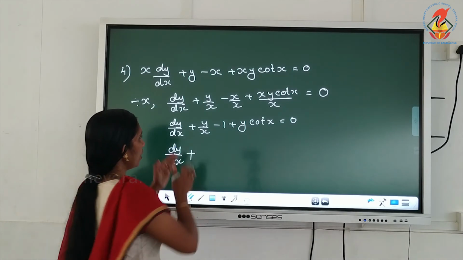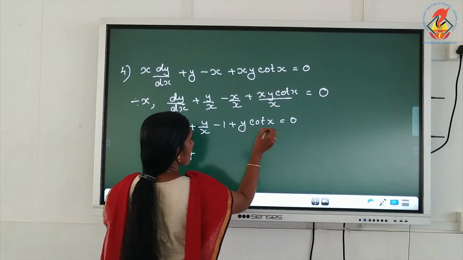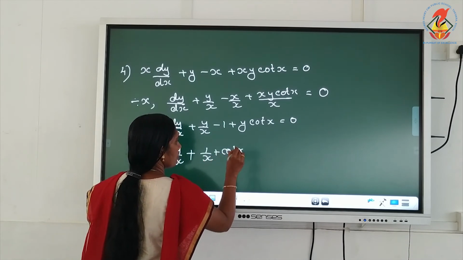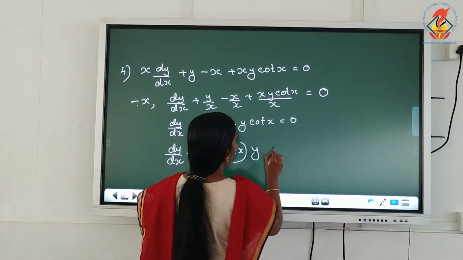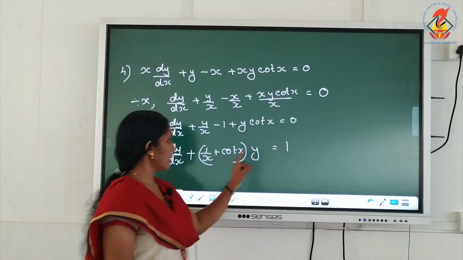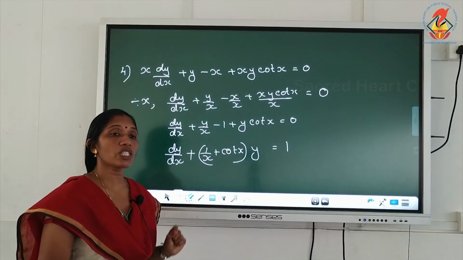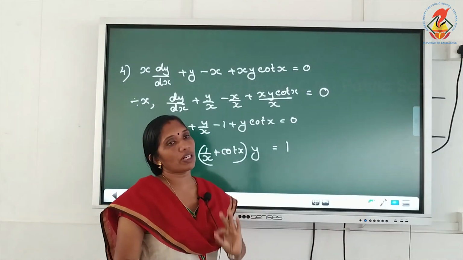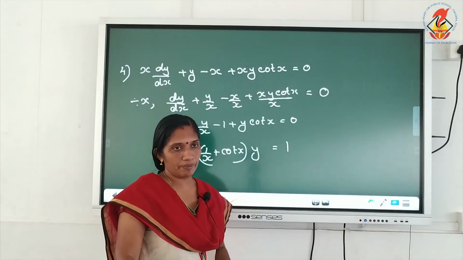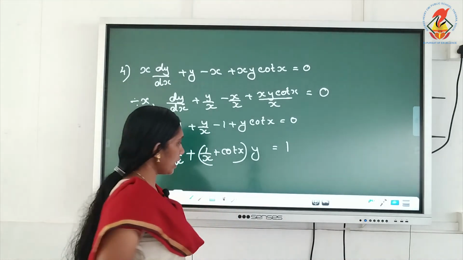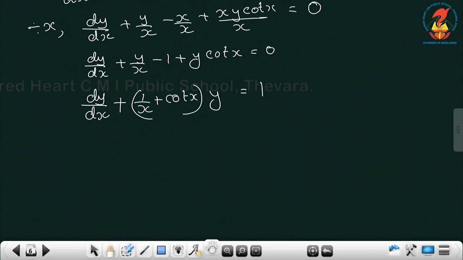The y term you have to keep here: dy by dx plus y by x and y cot x. Take y outside, so this much is P, and take 1 to the right hand side. So this Q is a constant but P is a function of x only. That is a very important thing: P and Q are either constants or functions of x only. If it is in terms of y, you can't write it in linear form. So this is the linear differential equation.